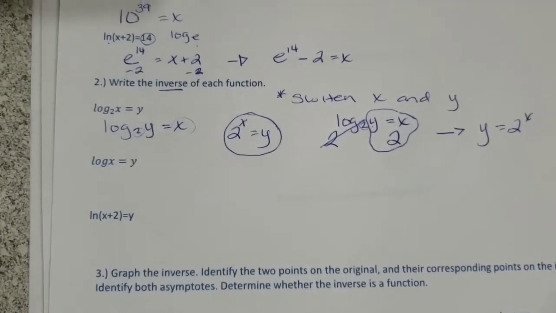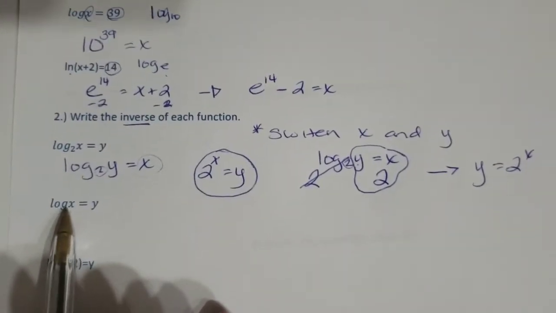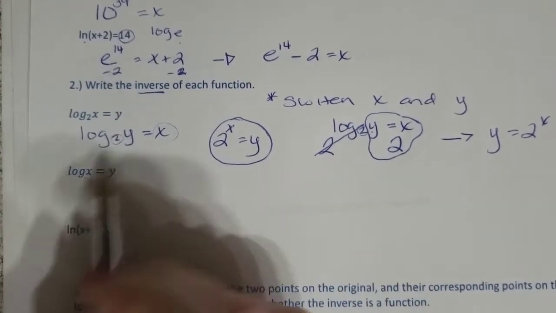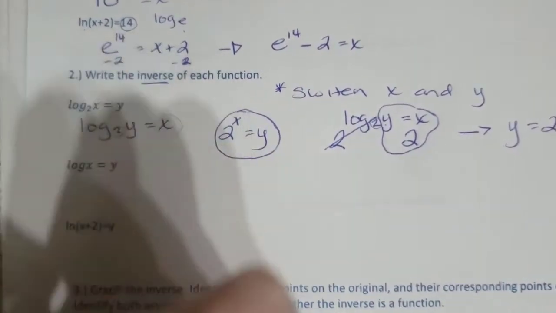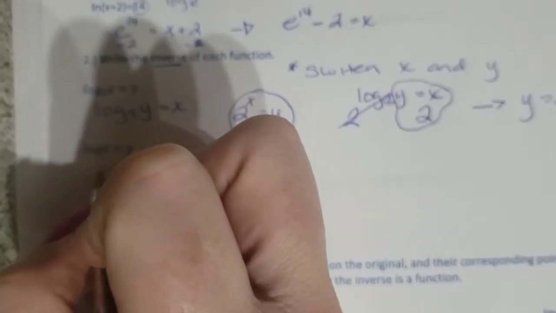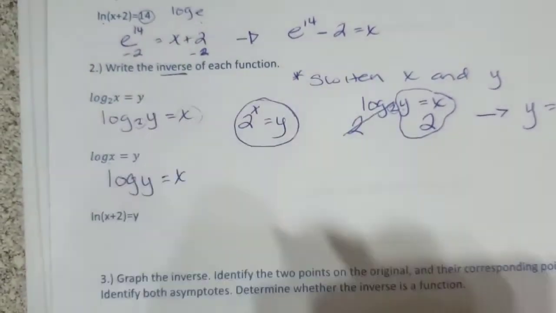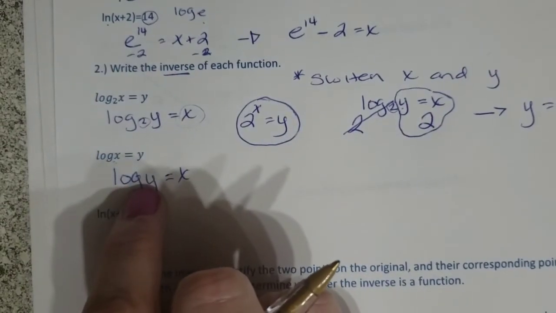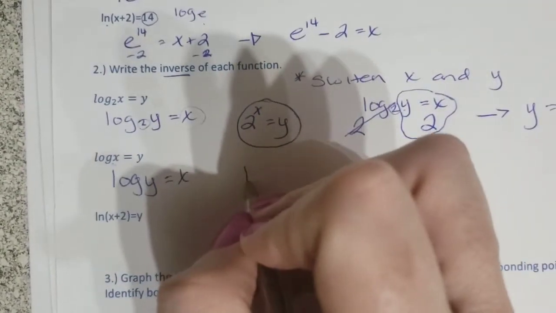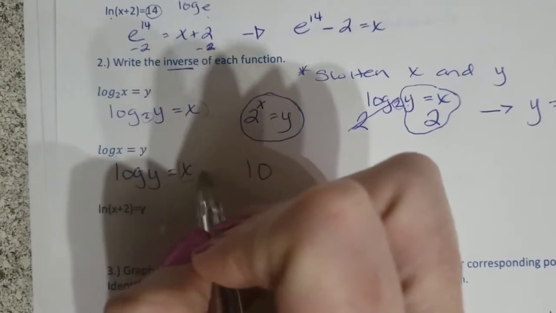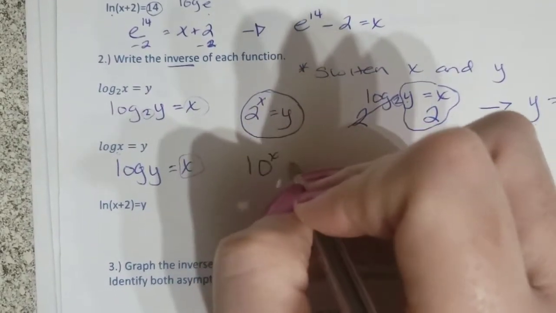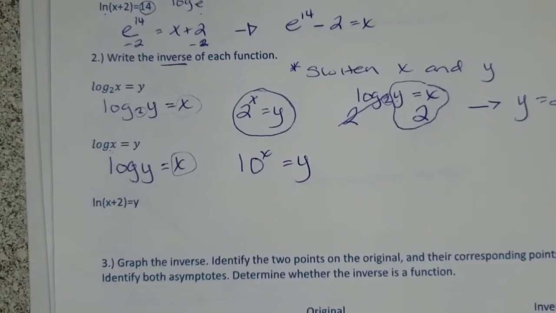All right, so once again, we have a baseless log, which means this is base 10. So the first thing I'm going to do is flip-flop my x and y, and I'm going to get log y equals x. I have a base 10, so my base is 10, x is my exponent, and y is the product.